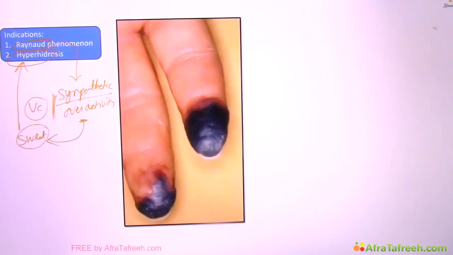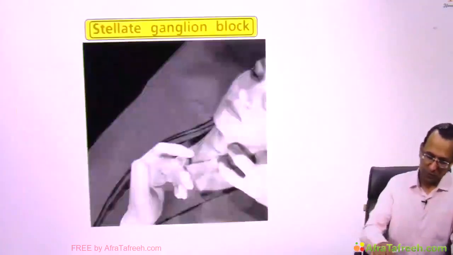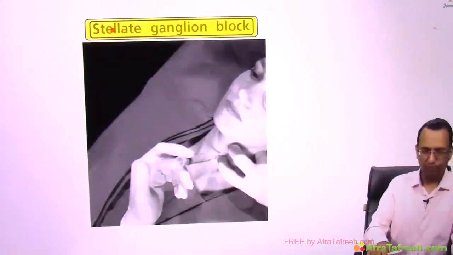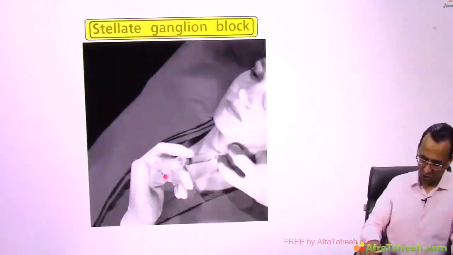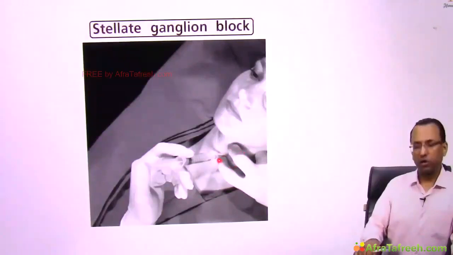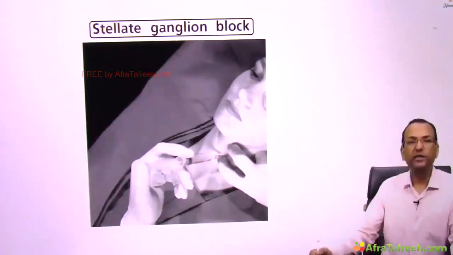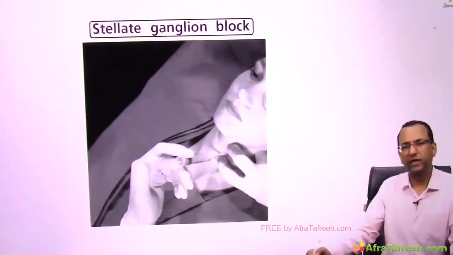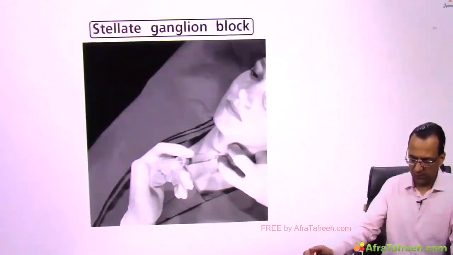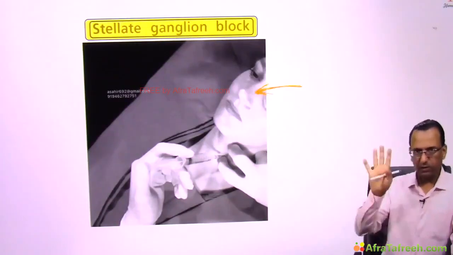How do I do it? How do you do it? I told you. Take the ultrasound probe, find and mark the stellate ganglion behind the carotid sheath, and inject the agent, whichever agent you want to use, and block. Who is this lady? This lady was having Raynaud phenomena.